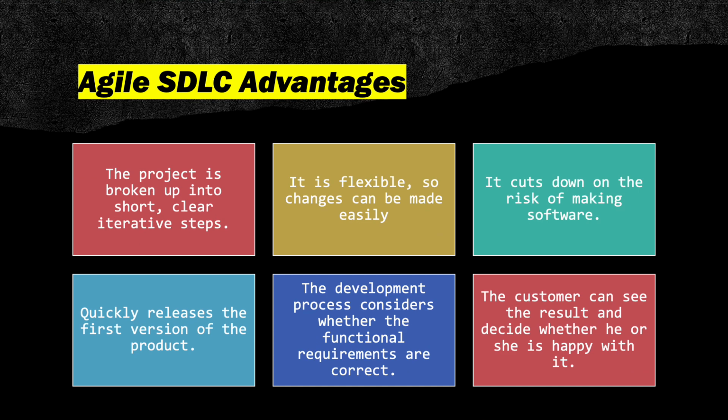There are several advantages to the Agile software development lifecycle. The project is divided into a series of concise and well-defined iterative steps. Because it is adaptable, modifications can be readily implemented. It reduces the dangers associated with developing software. It publishes the initial working version of the product as soon as possible. During the process of development, it is checked to make sure that the functional requirements are accurate. The end outcome is displayed for the customer, who can then judge whether they are satisfied with it.